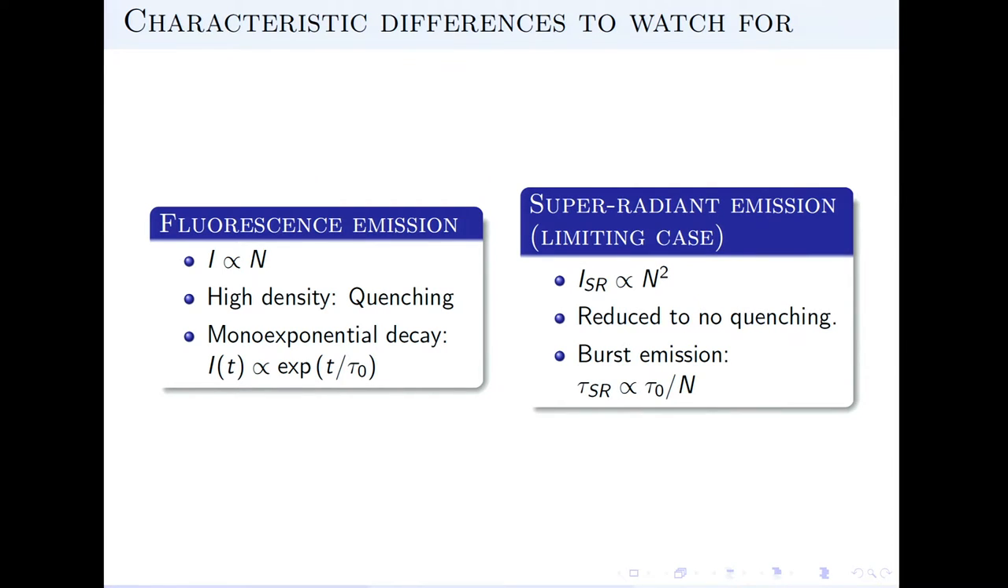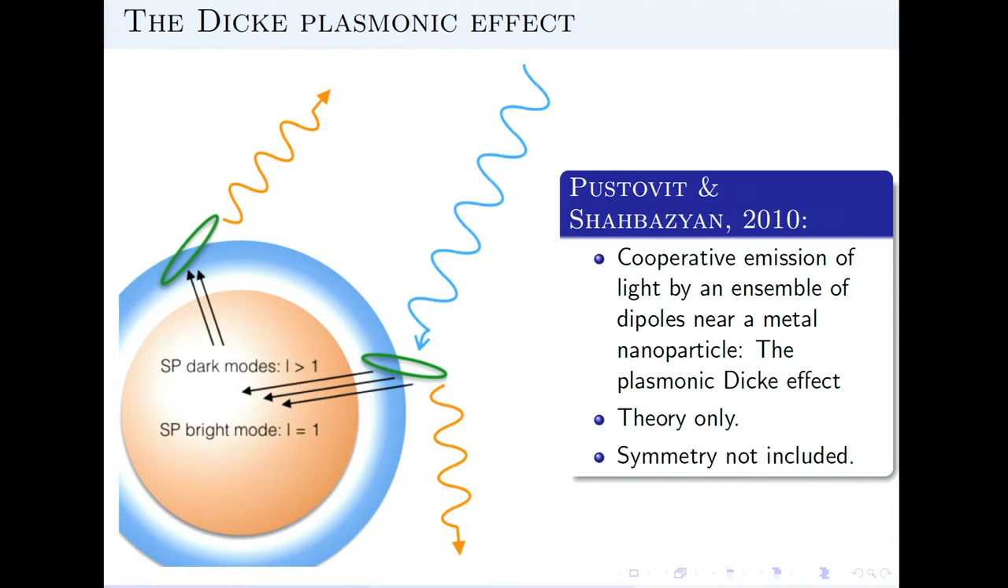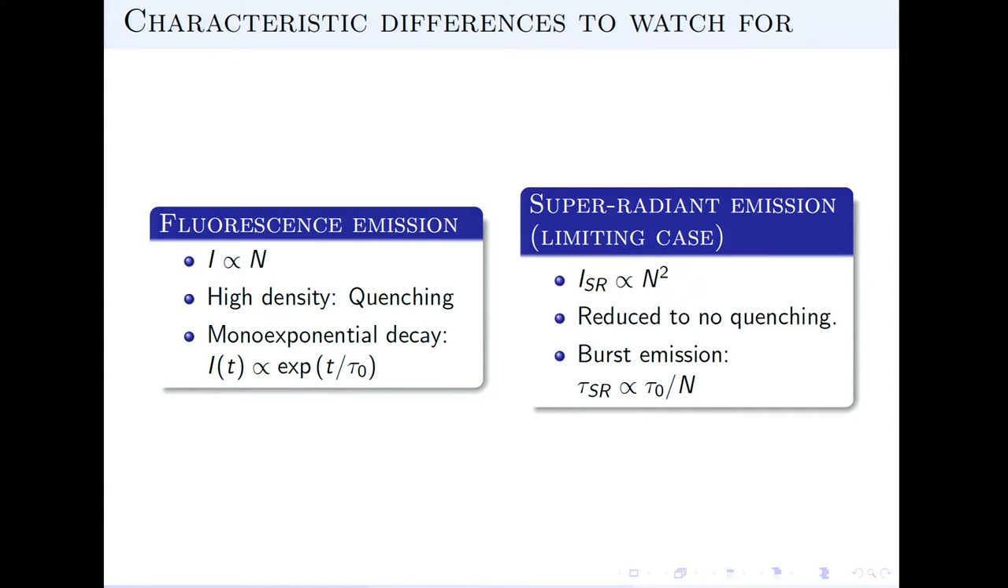There are characteristic differences between normal fluorescence and superradiance, and I will point out a few here that we are going to track down during this presentation. One is that fluorescence emission, as you know, has an intensity proportional to the number of emitters that you have in the beam, while the superradiant emission, in the limiting case, the best case scenario, will have its intensity proportional to n squared. At high density of chromophores, you expect quenching, and not only expect it, you are going to see it unless you put those chromophores the right way.